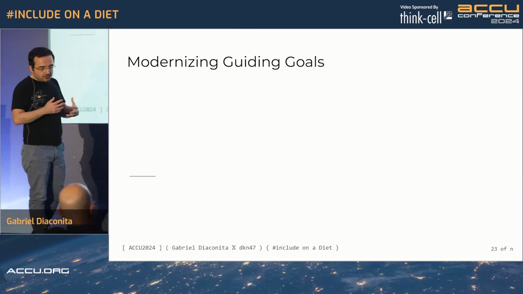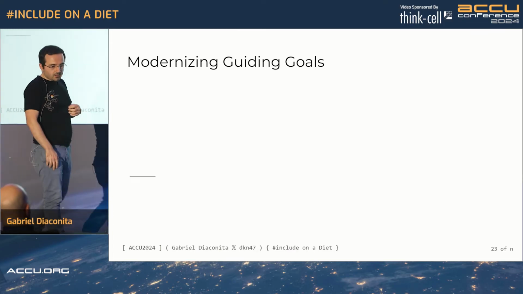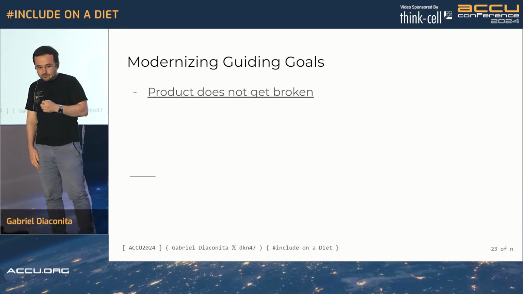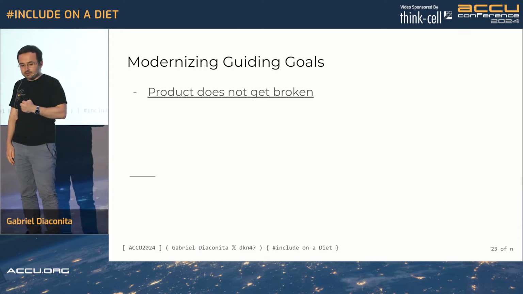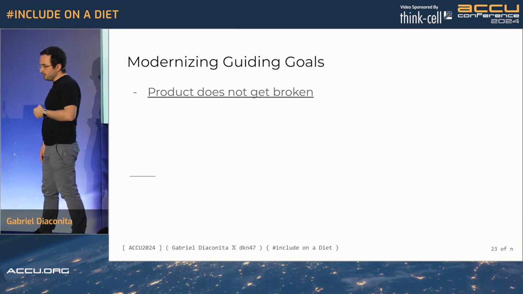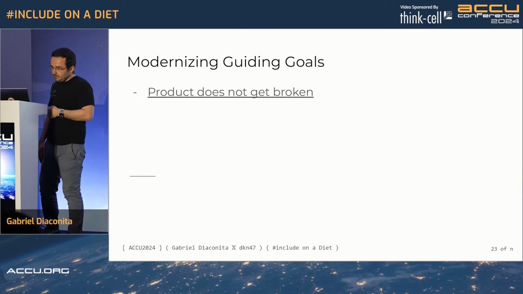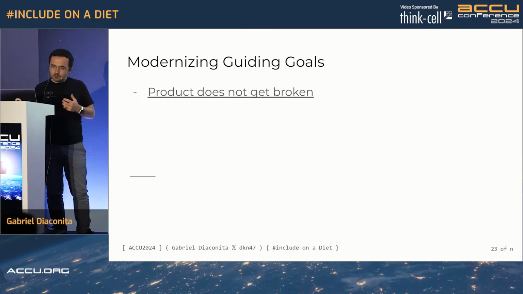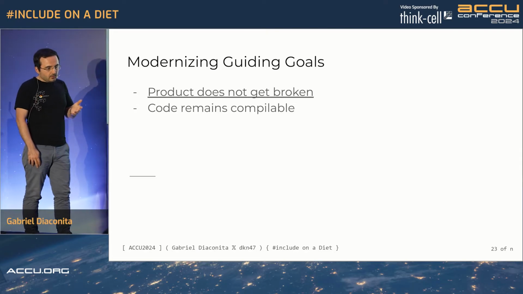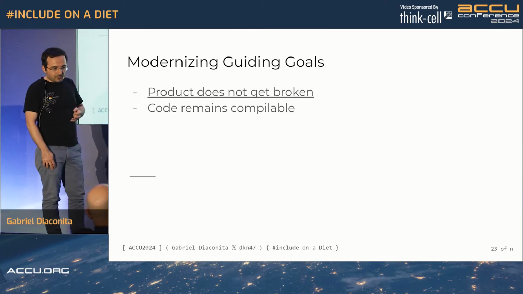So every time we try to modernize something about our product, we have a few goals in mind. First and most importantly, that we don't break the product, because if we break the product, our clients suffer, and they are the first priority. We want them to have the best possible experience. Afterwards, that the code remains compilable.